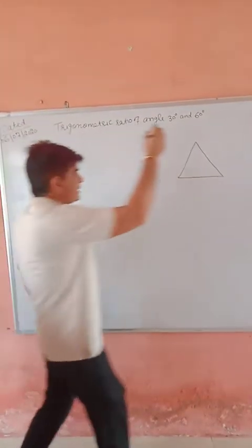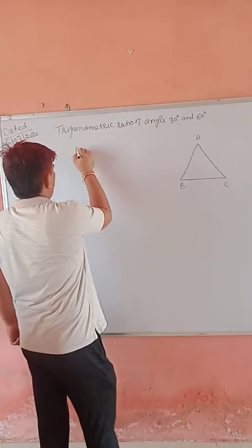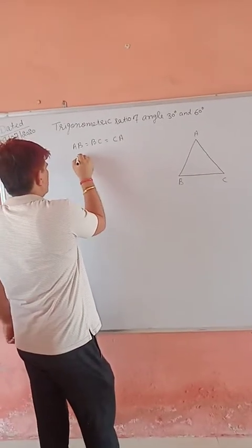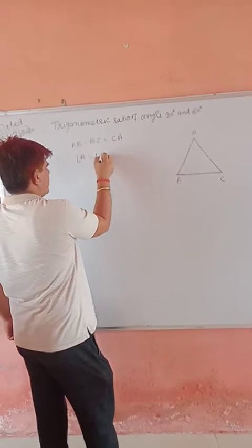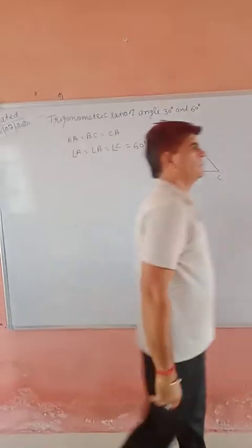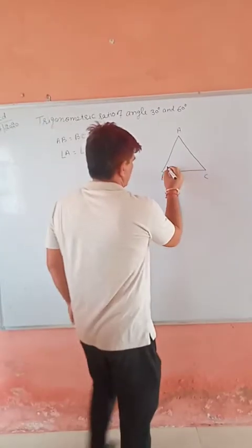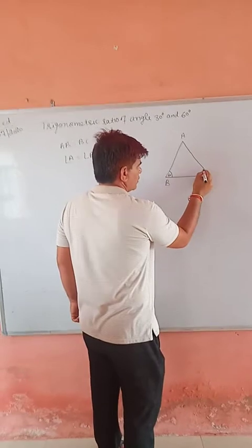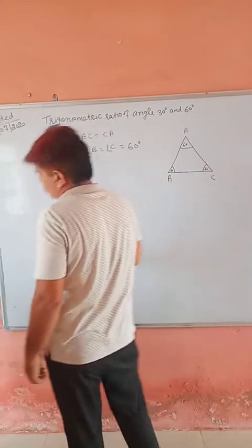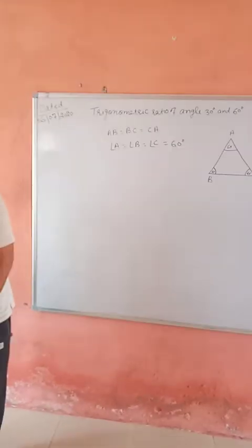So you can say this is a triangle ABC. Here AB is equal to BC is equal to CA. Therefore angle A equal to angle B equal to angle C is equal to 60 degrees. Understood? Each angle of an equilateral triangle is how many degrees? 60 degrees. This angle is also 60 degrees, this also 60 degrees. And we have to find the trigonometric ratios. What's the value of the trigonometric ratios of the angles 30 and 60 degrees?